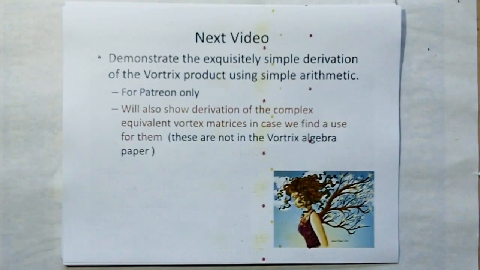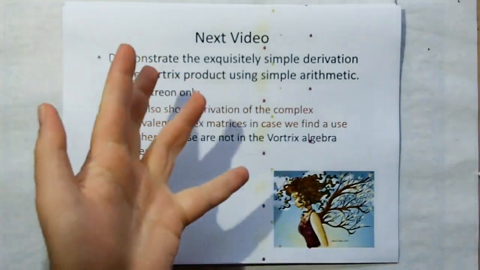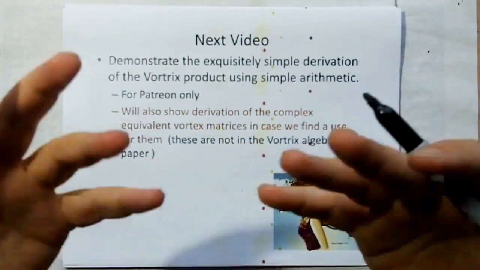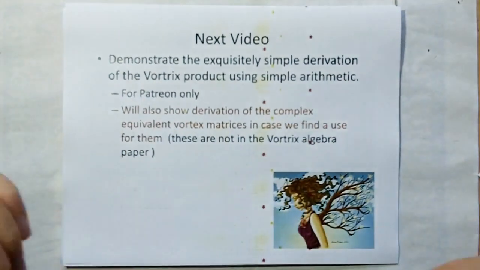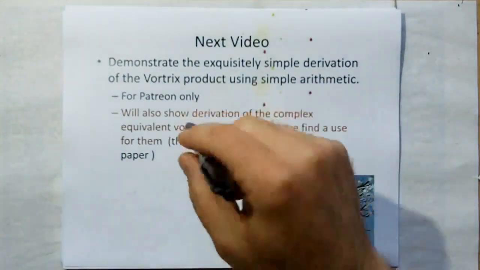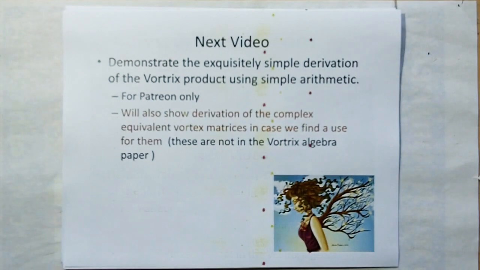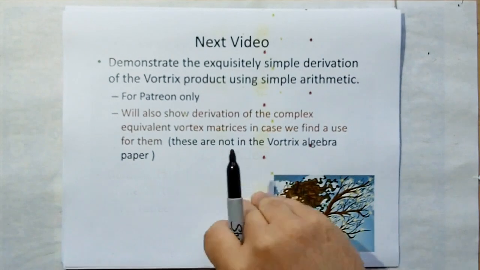So what we're going to do in the next video is demonstrate the exquisitely simple derivation of the Vortrix product using simple arithmetic. And this next video will definitely start the 4 patron-only videos. We're also going to show you how to derive the complex equivalent using complex numbers and show how you can get the Vortrix matrix out of that, to give you another way, another dimension of how to do something with Vortrix algebra. That derivation is not part of the Vortrix algebra paper, because I didn't think of it back then. So those people hoping to just read the paper to learn everything, you better become a Patreon subscriber, help out this effort, and you'll be able to see.